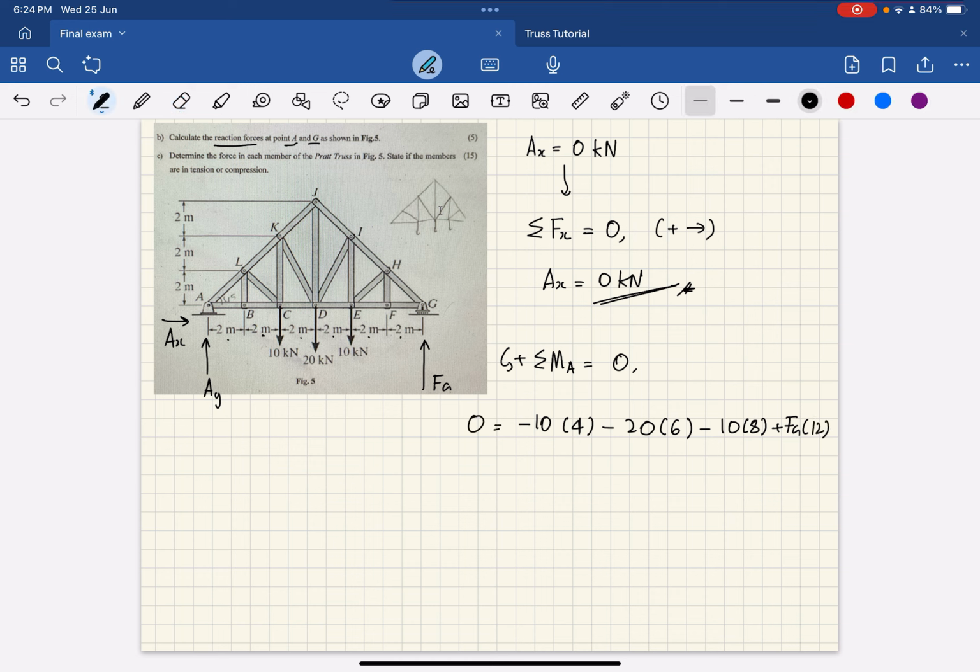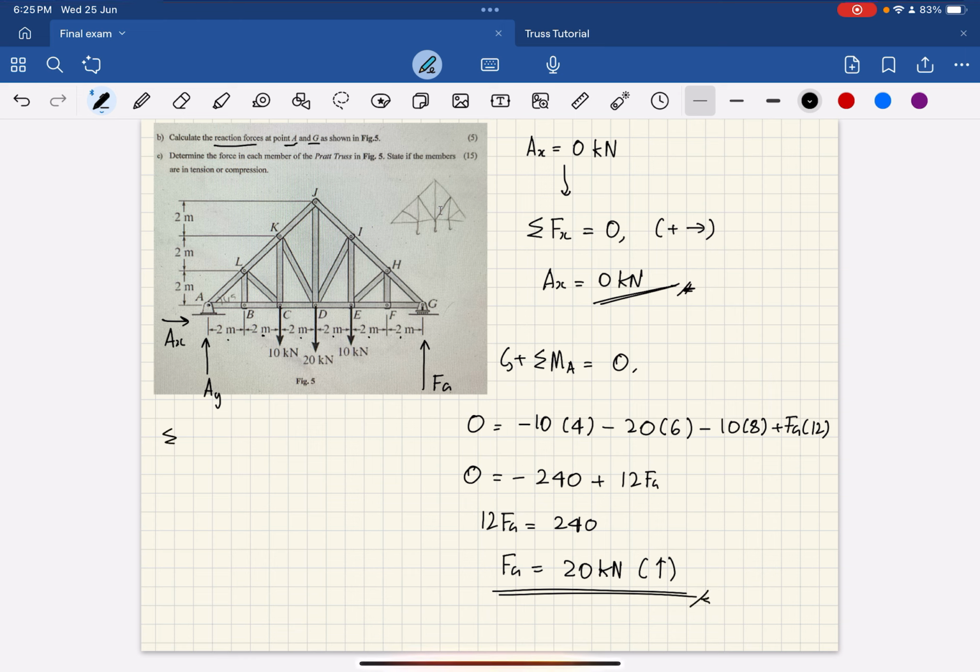So if you simplify the equation, negative 10 times 4 minus 20 times 6 minus 10 times 8 is minus 240, plus 12 FG. So therefore 12 FG is equivalent to 240, and therefore FG is 240 divided by 12, which would be 20 kilonewton, and the direction is upwards. So that's your FG.